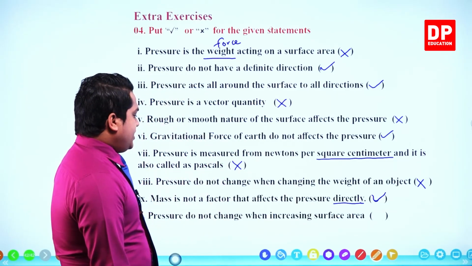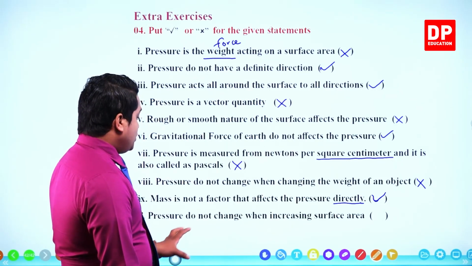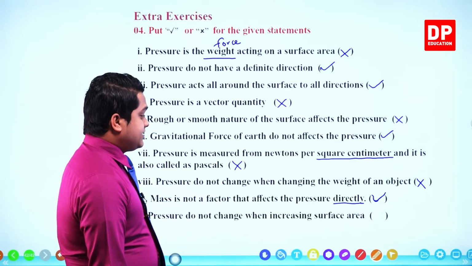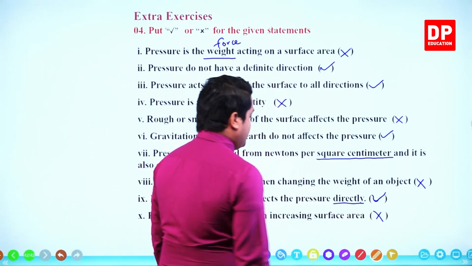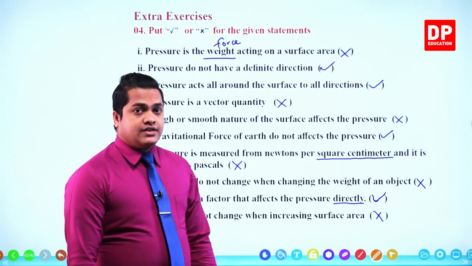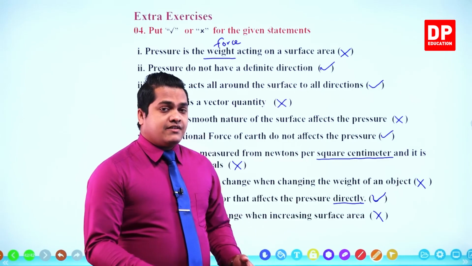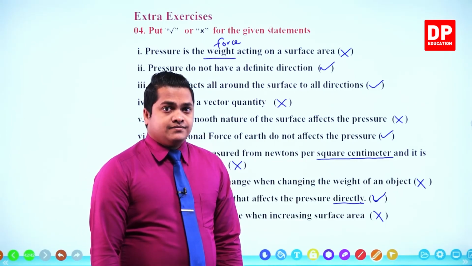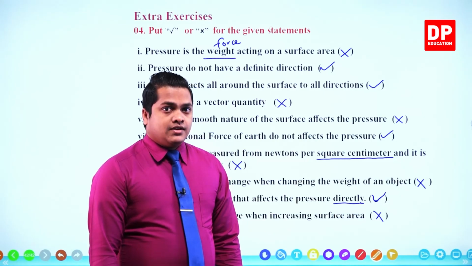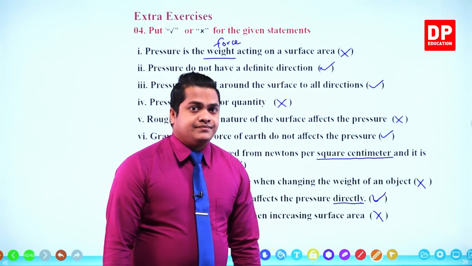Pressure does not change when increasing surface area. Incorrect. Pressure changes when increasing or decreasing surface area. Why is that? Because the surface area is a compulsory factor in defining the pressure, right? So my dear children, these are the answers for the final one.